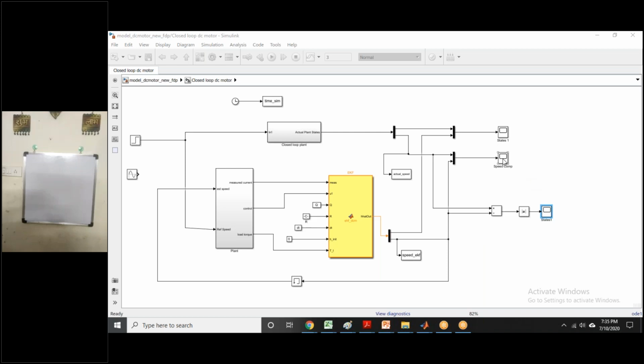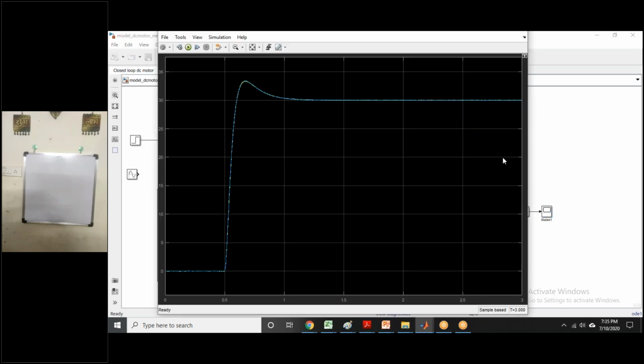And this is a speed comparison. What I'm trying to do is estimate the speed from the estimator as well as the plant. So you can see that it is working very fine. However, if I zoom into this one, the whatever error we have seen, the system is very slow now.